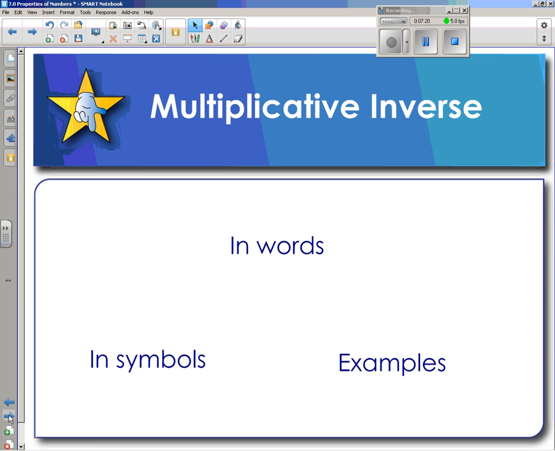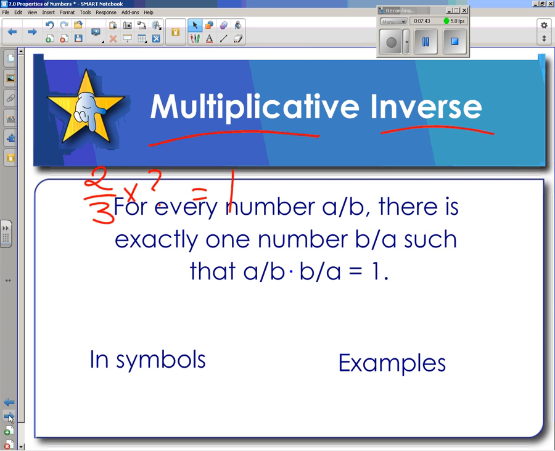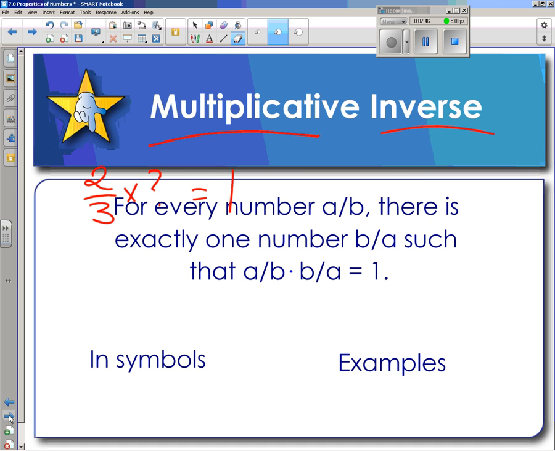Multiplicative inverse. This is probably the one that people have the most difficulty remembering. It was actually the last question on your pretest. It said, what would you multiply 2/3 by to equal 1? I had a handful of people get this question, but not a lot of people. It's the multiplicative inverse property. So here's what it is. For every number A over B, that's just a fraction, a rational number, there is exactly one number, B over A, such that A over B times B over A equals 1.